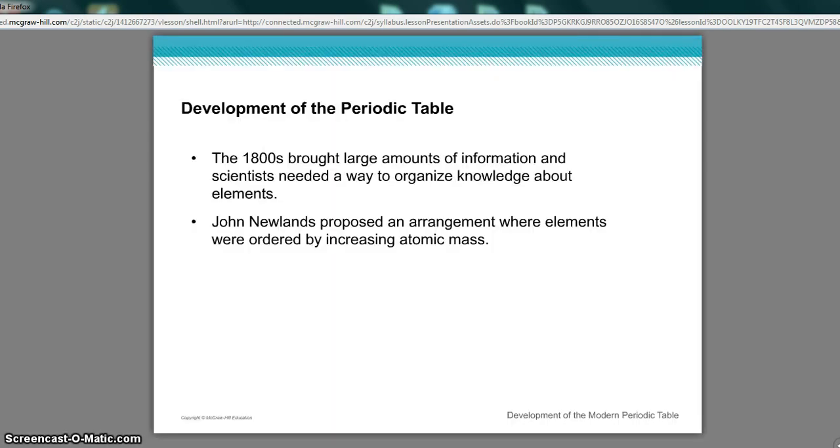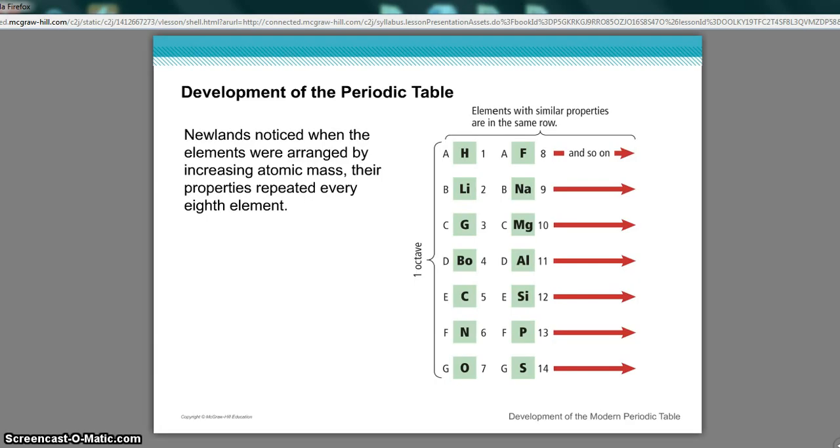So the next person to really put together an idea about the periodic table was a man named John Newlands, and he proposed that you arrange the elements by increasing atomic mass. And when he did that, he found that the properties repeated every eighth element. So he was starting to see some sort of pattern developing when the elements were put in order by increasing atomic mass. So he was the first person to really start to see the pattern that we know of today when the elements are put in order.